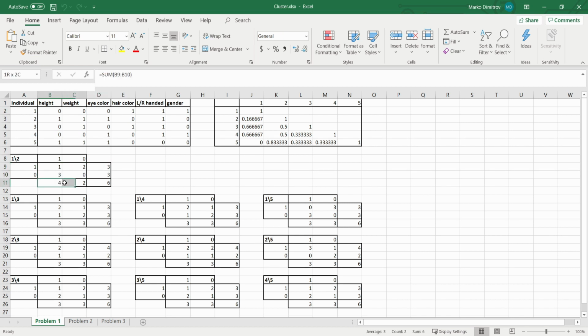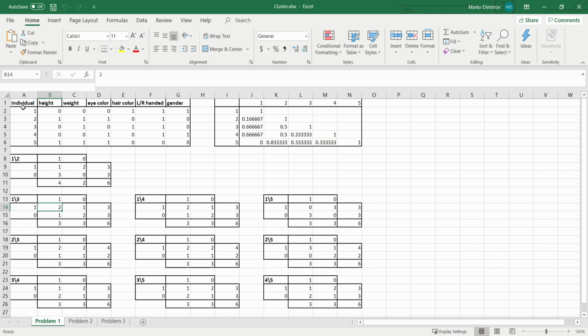Those are totals. When you sum those two, you will get 3. When you sum those two, you will get 3. So that's totals, and this is the total in general. You will see that the total in general will be 6 everywhere because we have 6 variables. Similarly, we can create all other tables.